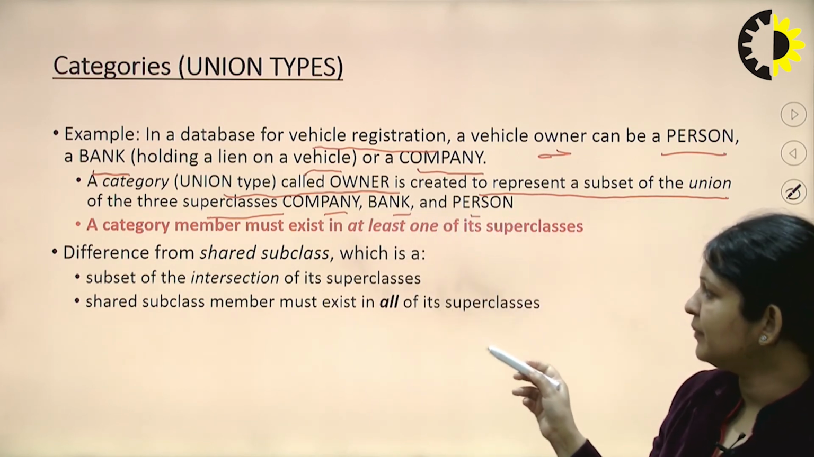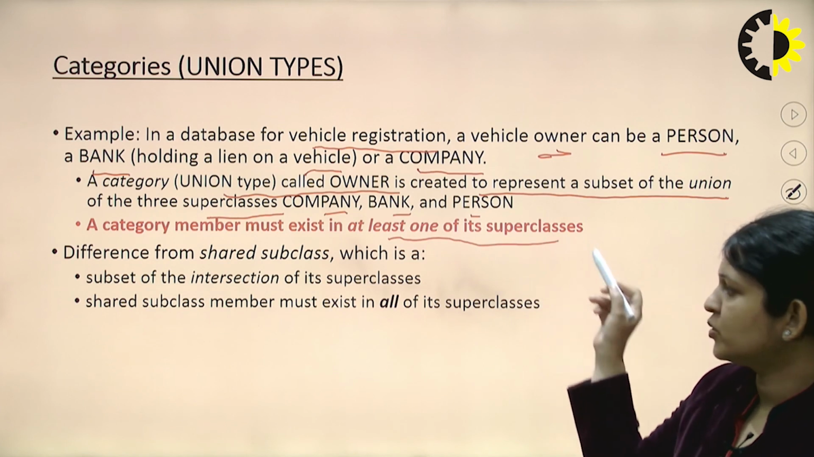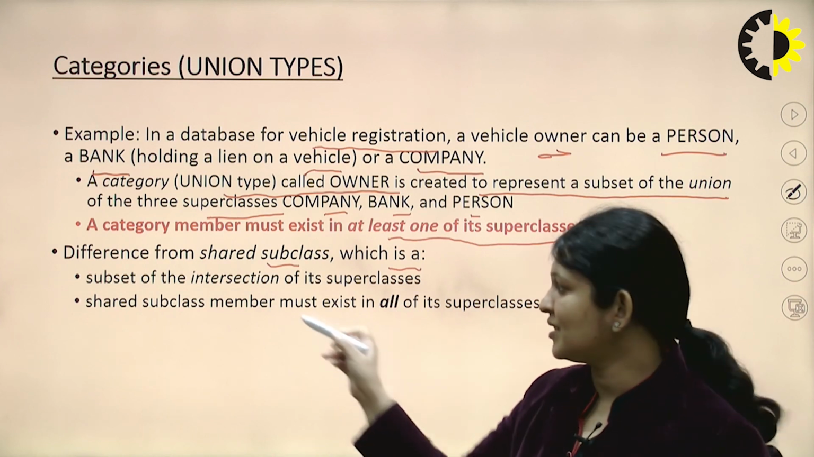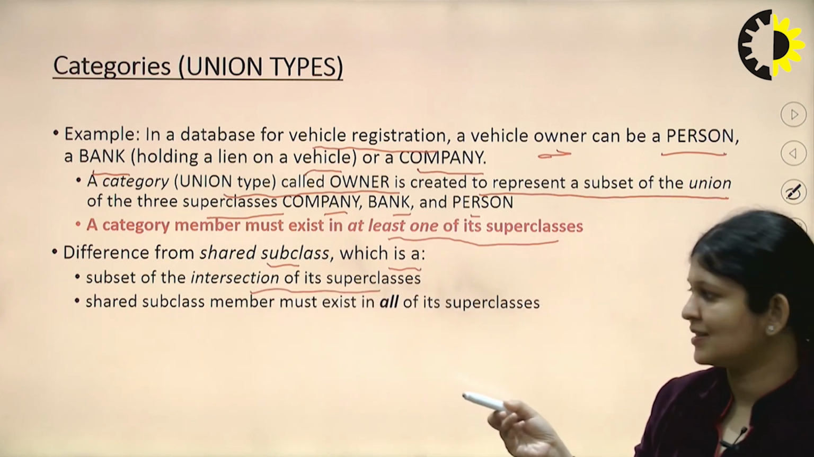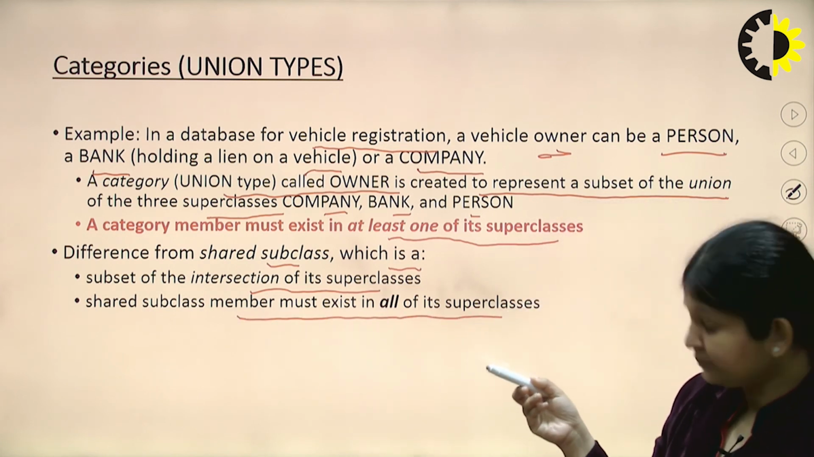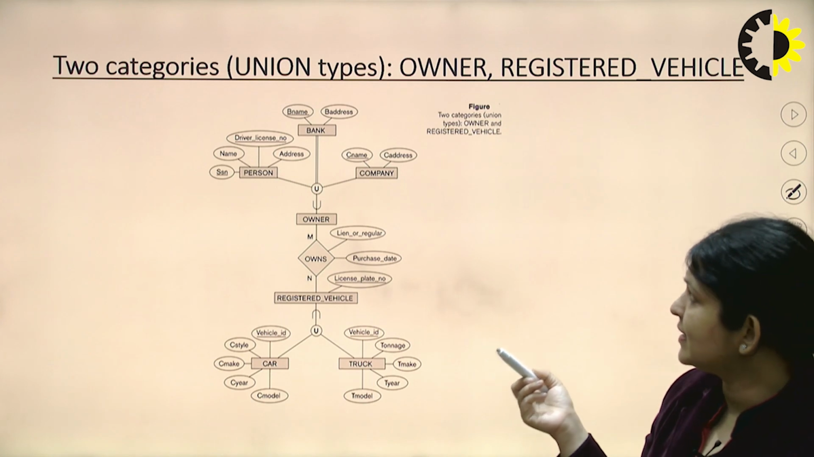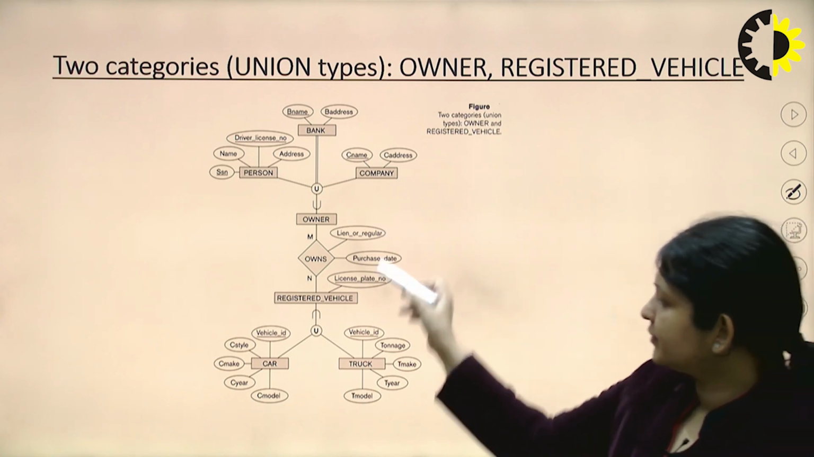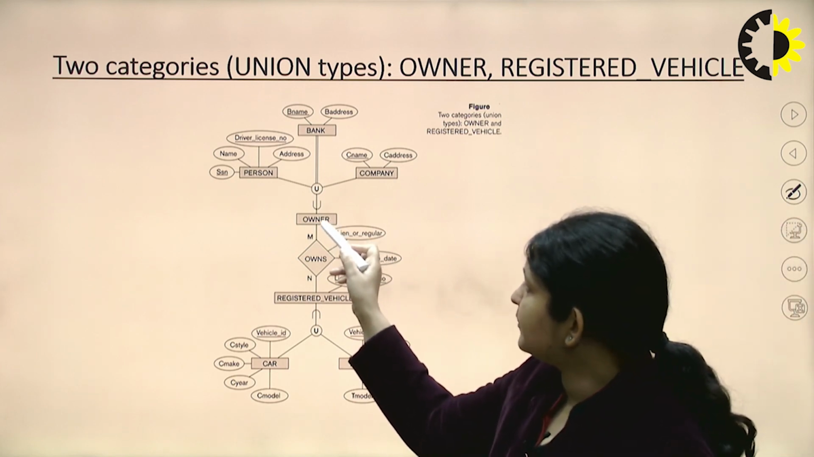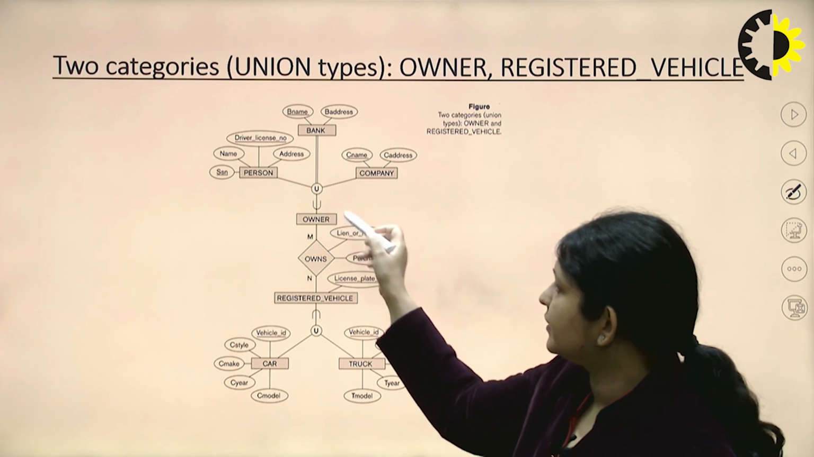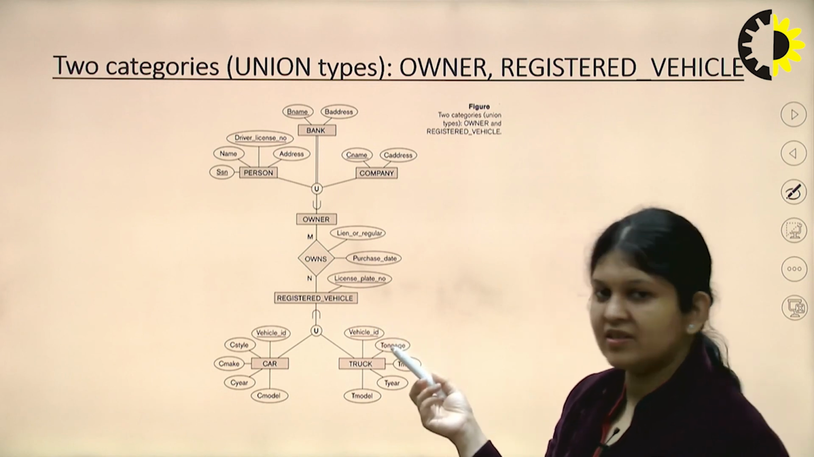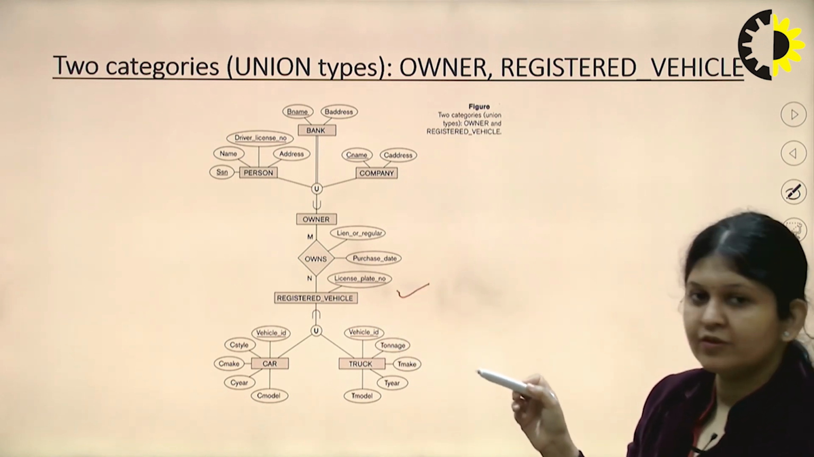So a category member must exist in at least one of its superclasses. This differs from the shared subclass, which is a subset of the intersection of its superclasses. Shared subclass members must exist in all of its superclasses. So here are two categories, the union type owner and registered vehicle. Here an owner can be a person, bank or company. It can be any one of these. So they own a registered vehicle. So this is an example of union type.